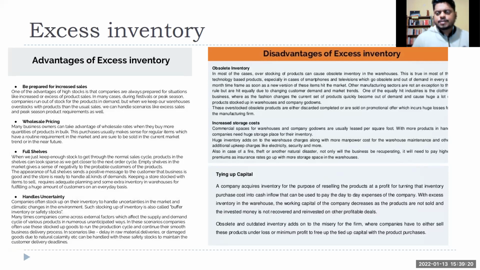Handles uncertainty: in scenarios like a plant production shutdown, when suddenly COVID happened and the government had a regulation that you will operate with 50% workers. That means you will not be able to operate 100%, you will not be able to produce 100% quantity, right? So in this case, your excess inventory helps.